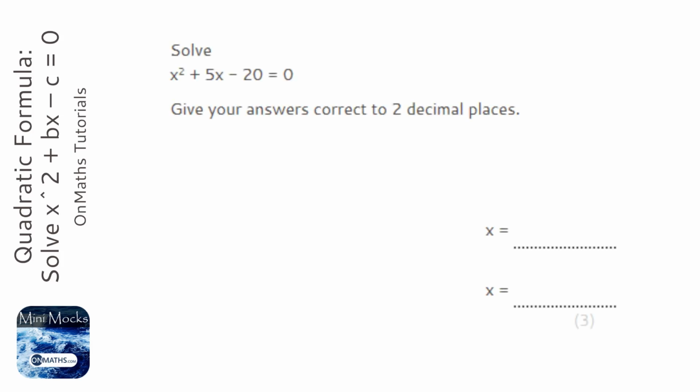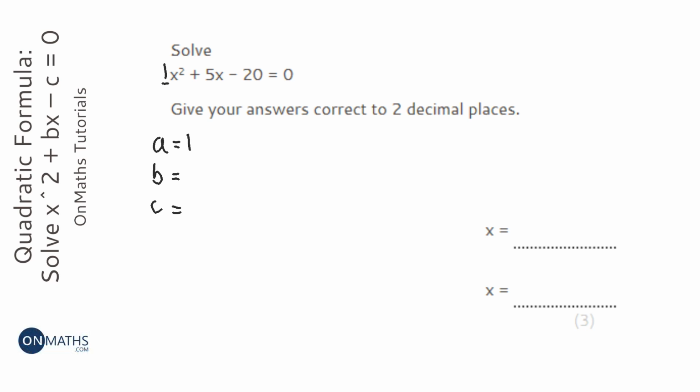Okay, so for this question we're going to use the quadratic formula to solve this quadratic. And first thing we need for the quadratic formula is to understand what a, b and c are. A is the number before the x squared. Now at the moment there's nothing there, and that does not mean it's 0, it means it's 1.